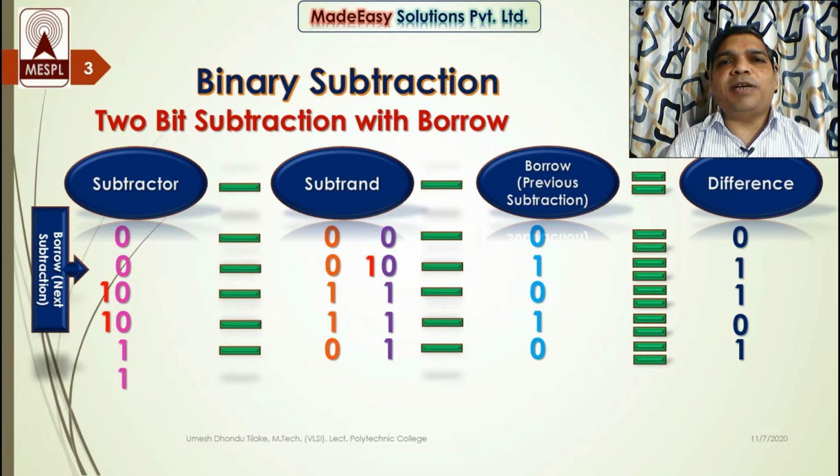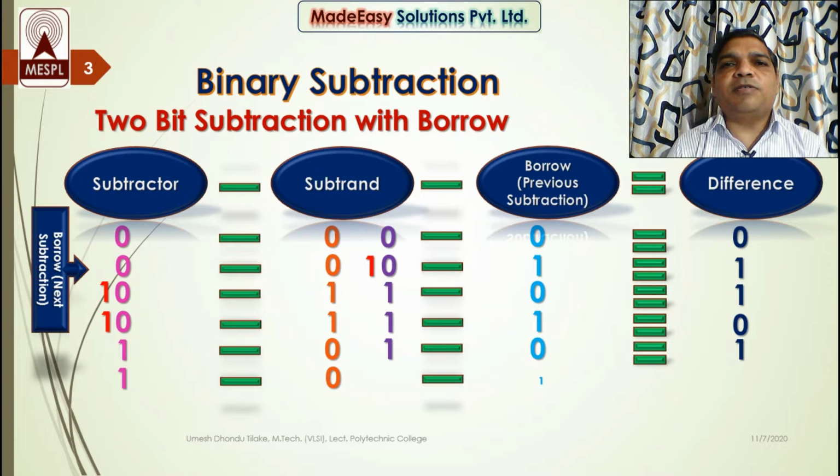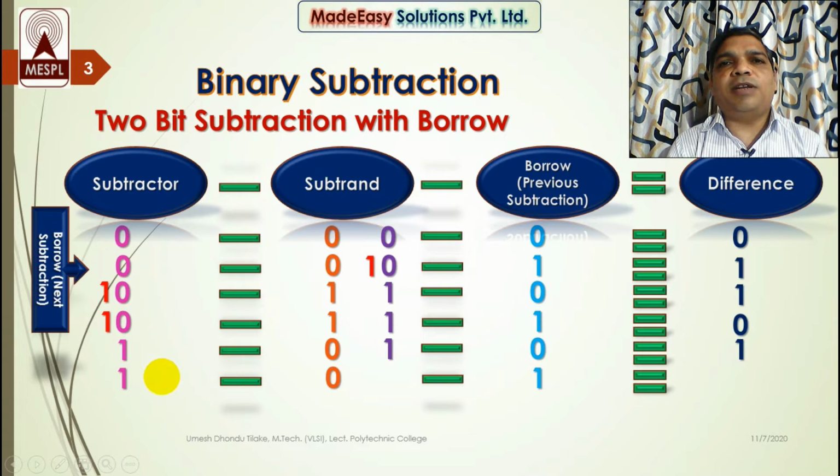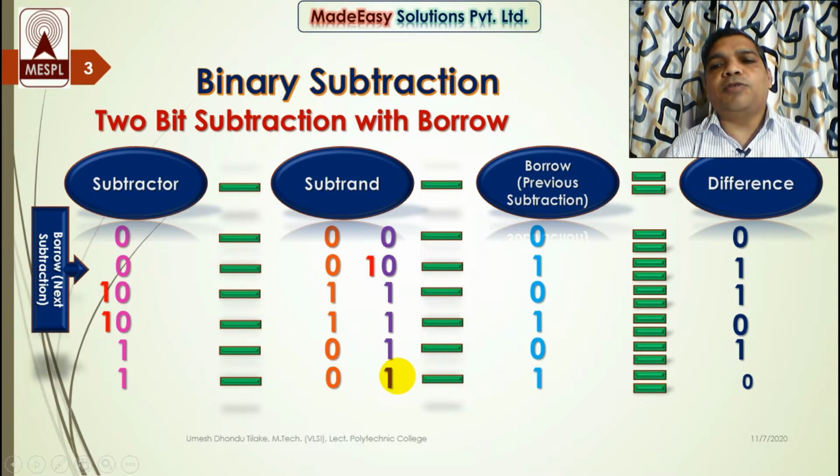My next possibility is 1 0 1. That means subtractor is 1, subtrahend is 0 and borrow given to previous subtraction is 1. So now first subtract the subtrahend from the subtractor. Can I subtract 0 from 1? Yes. So 0 subtracted from 1, I will get 1 over here. Now subtract the borrow from the result. So 1 subtracted from 1, I will get the result 0 over here.